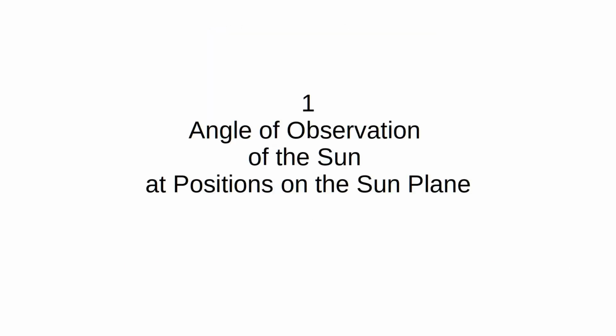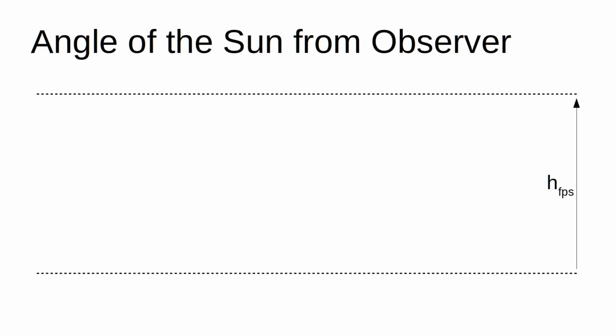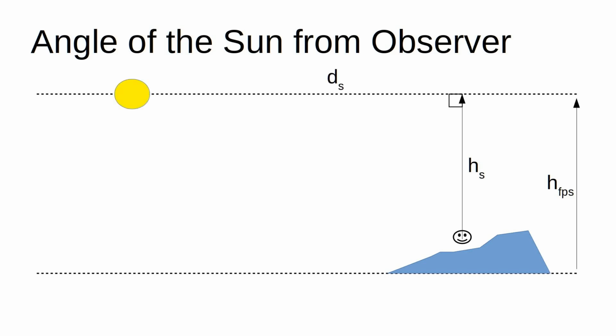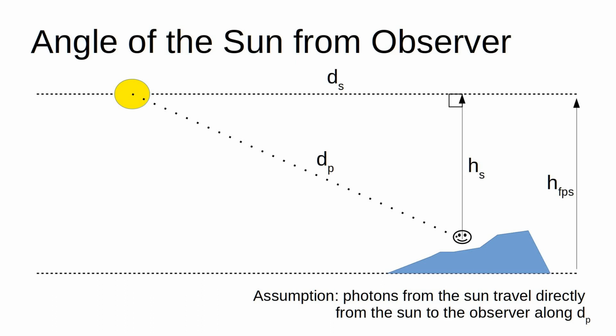In this section, we're going to look at how the position of the Sun on the Sun plane changes the viewing angle seen by an observer at some fixed point below the Sun plane. Here is the Earth plane, and here is the Sun plane, some distance above it as per our hypotheses. For our analysis, we shall consider an observer at some point above the Earth plane at a fixed distance, hs, below the Sun plane. The Sun is going to be a variable distance, ds, from where the perpendicular hs intersects the Sun plane. We shall also assume that photons travel directly to the observer along the path dp to create the observation of the Sun in the observer.